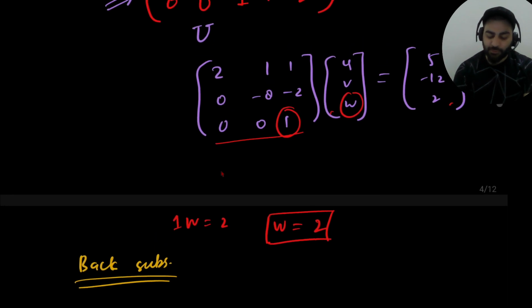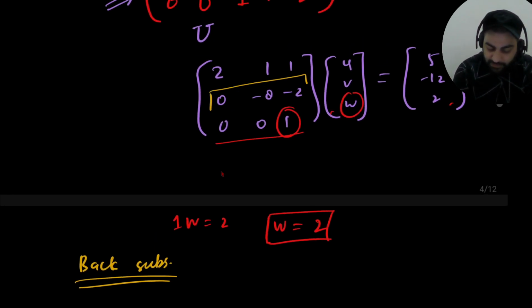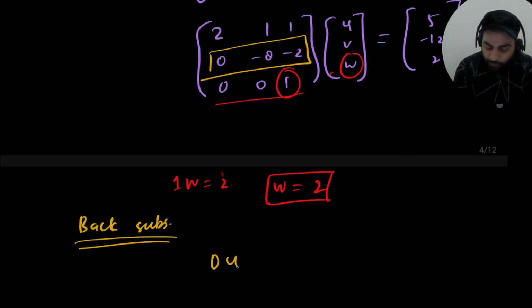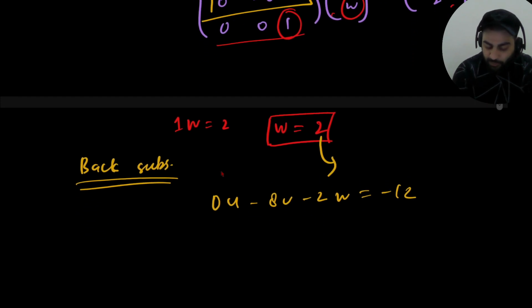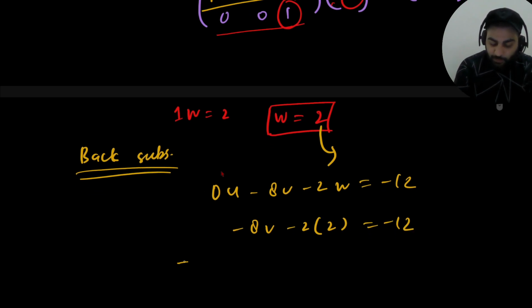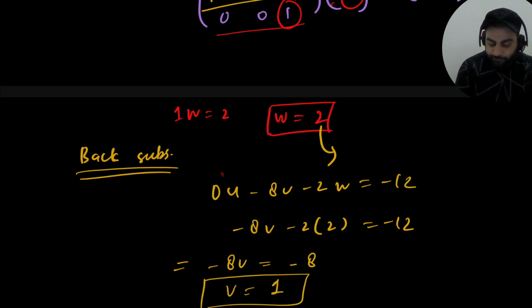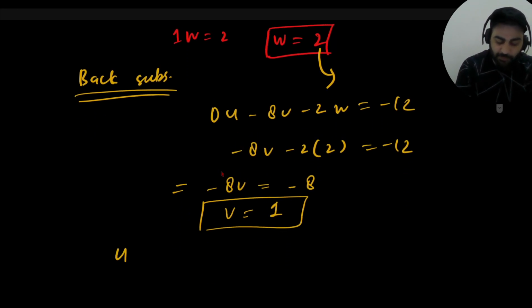In the back substitution, now you know the value of W. This equation basically represents 0U minus 8V minus 2W is equal to minus 12. Now you know the value of W, so that's 2. So you can put minus 8V minus 2 multiplied by 2 is equal to minus 12. So this will become minus 8V, and then minus 4, which becomes plus 4 on the other side. So this will be minus 8. So V basically is equal to 1. And accordingly you can compute U as well by using the back substitution.